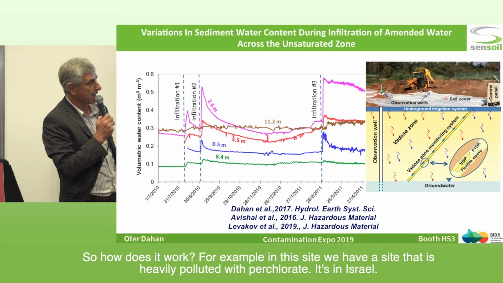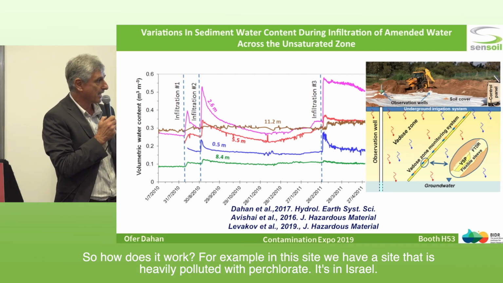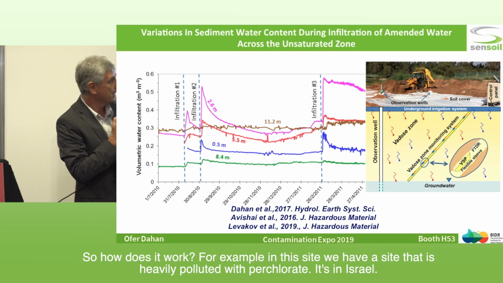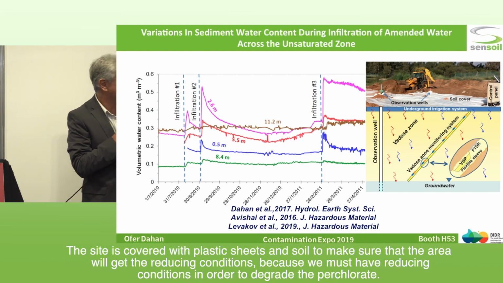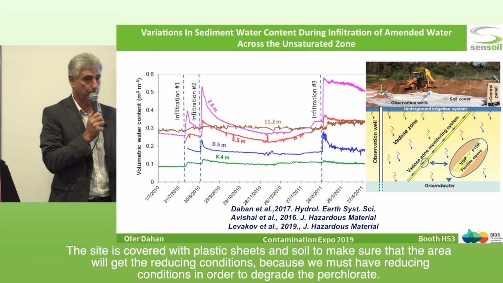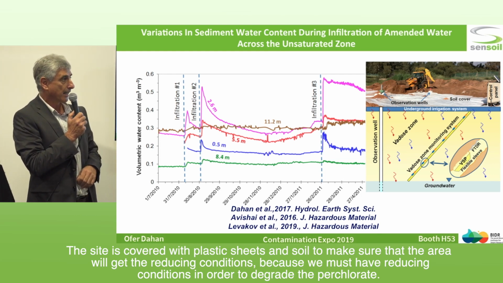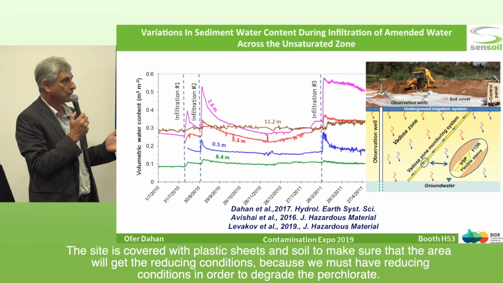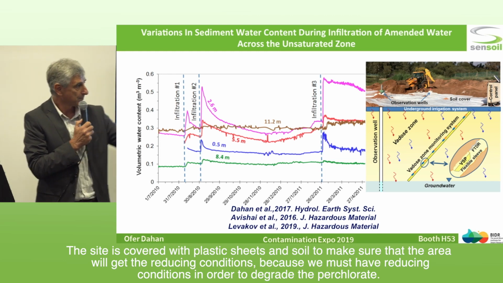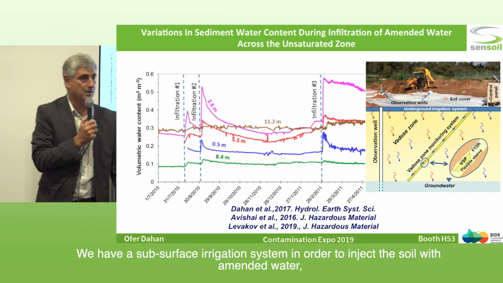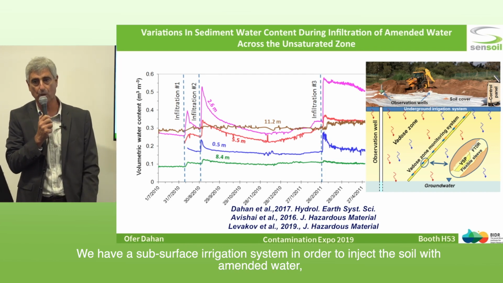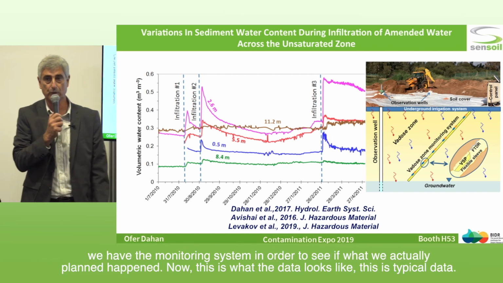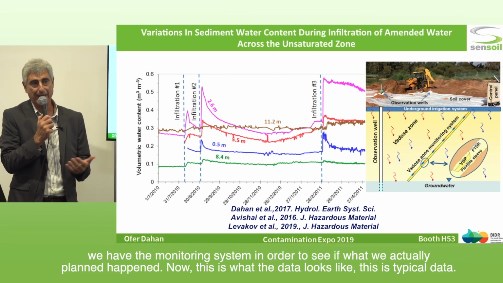For example, in this site, we have a site that is heavily polluted with perchlorate. It's in Israel somewhere. The site is covered with plastic sheets and soil to make sure that the area will get a reducing condition, because we must have a reducing condition in order to degrade the perchlorate. We have a subsurface irrigation system in order to inject amended water into the soil. We have the monitoring system in order to see if what we actually planned happened.